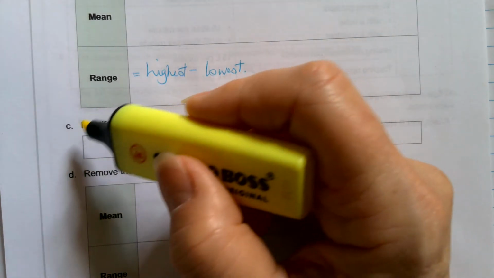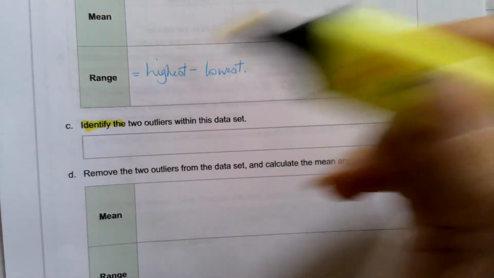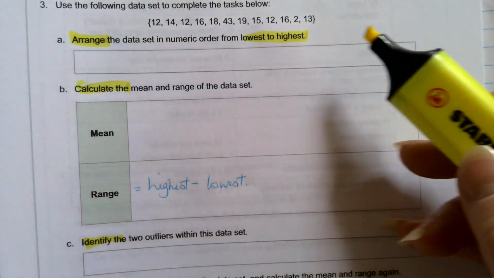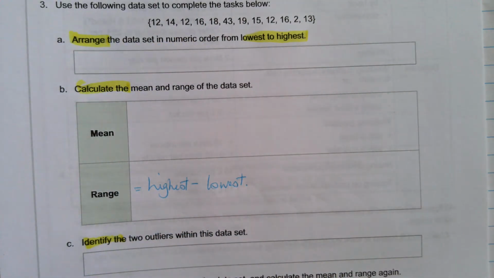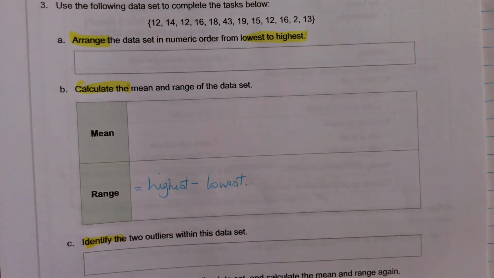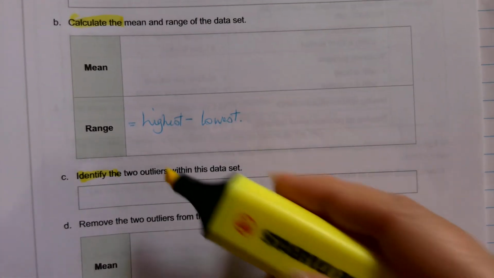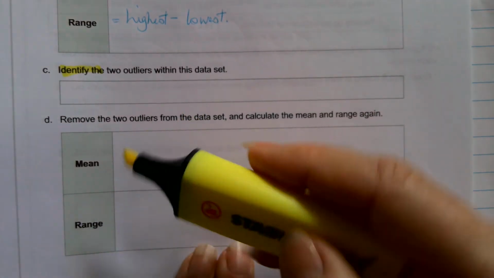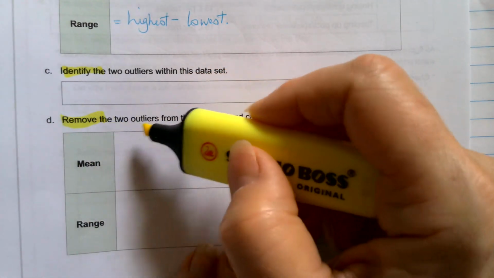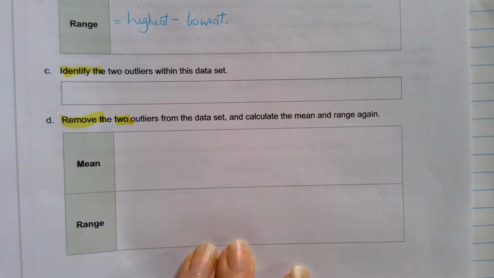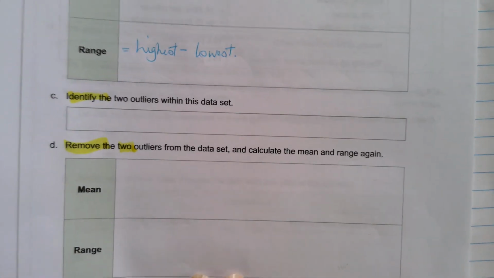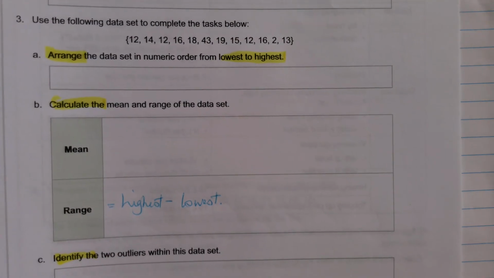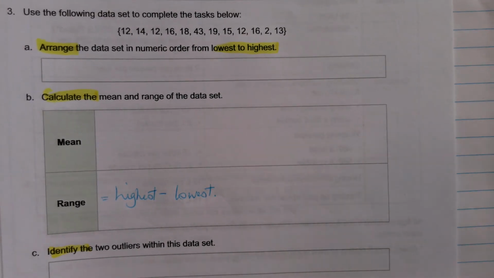Then I want you to identify. So when you've got them in order, you'll quickly be able to see any that are way too high or way too low. There could be more than one outlier. This time we're telling you there are 2. I want you to remove both of them and then do the data again. Okay, now pause, and I want you to do this on your own and see how you go.